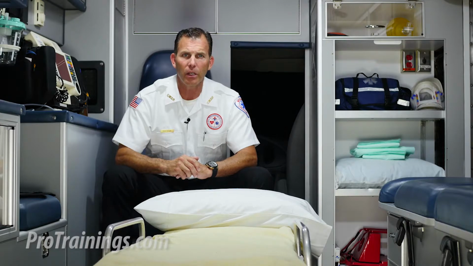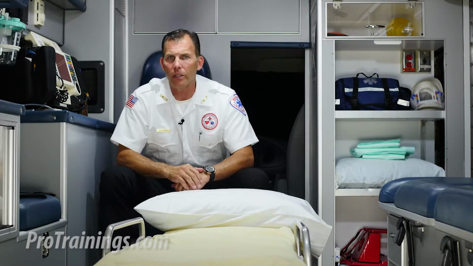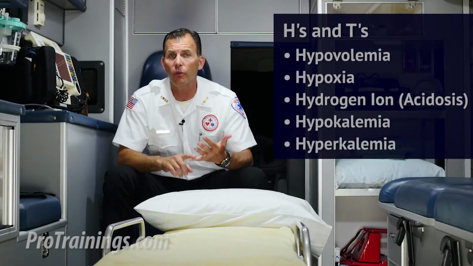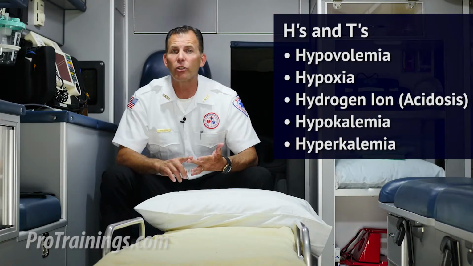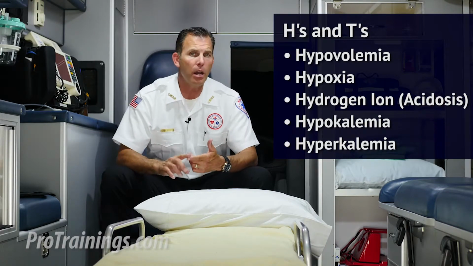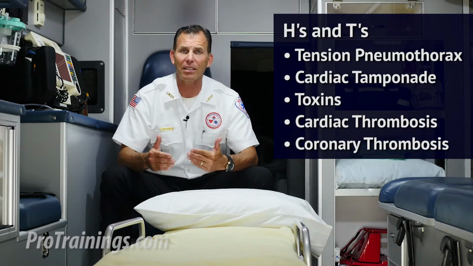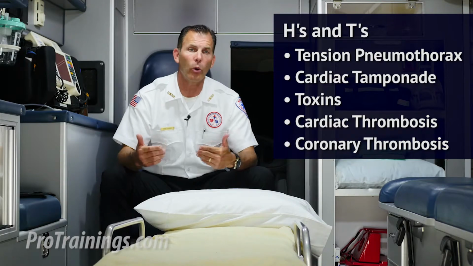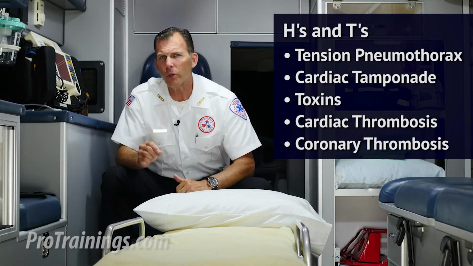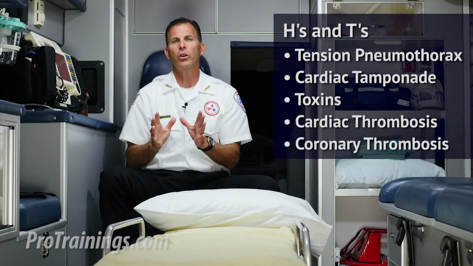3 to 5 minutes. Once initial treatments have been started, it's important to ask the team to help in considering potential causes of why this patient went into asystole. To do this, we should consider the reversible H's and T's. These include hypovolemia, hypoxia, hydrogen ion, which is acidosis, hypo or hyperkalemia, tension pneumothorax, cardiac tamponade, toxins, cardiac thrombosis, or coronary thrombosis.